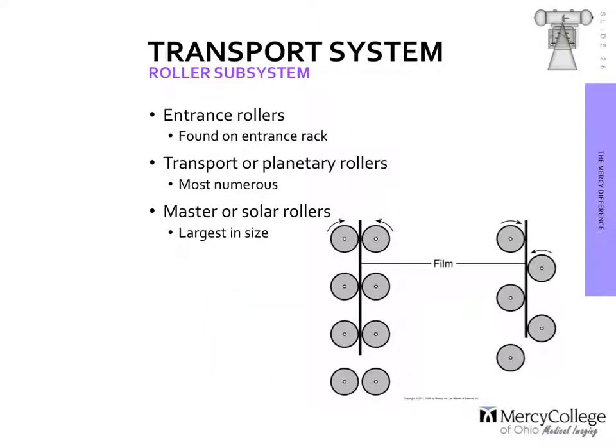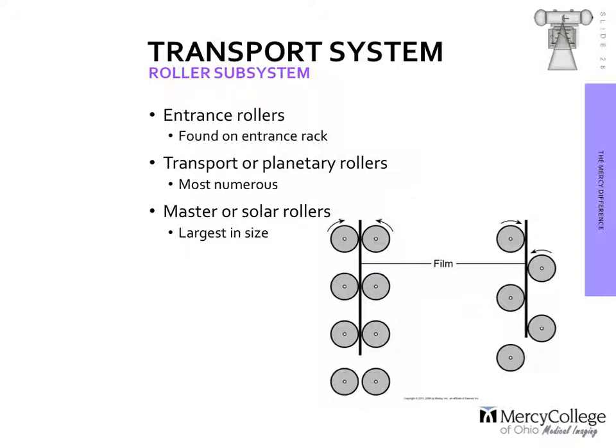So the roller system is going to be what helps keep that film rolling throughout from tank to tank. So there are entrance rollers, and of course they're found on the entrance rack, so they're going to feed the film into the system. They're typically like a rubberized plastic type of roller. There's transport or planetary rollers as well. They're the most numerous, so you can kind of think of these as being your planetary rollers, transport the film, and typically they're about 1 inch in diameter, so not huge.